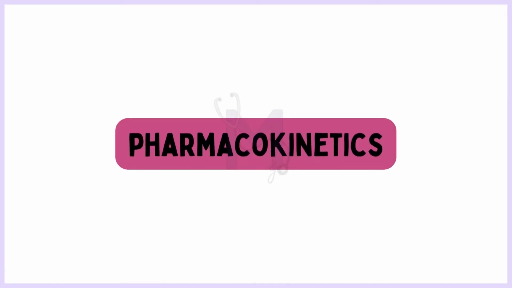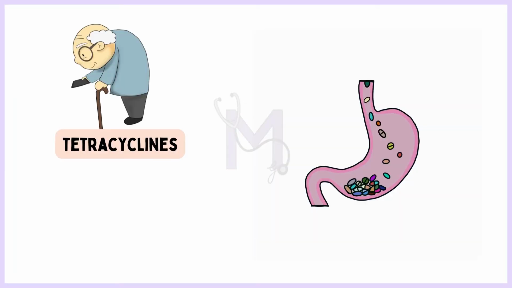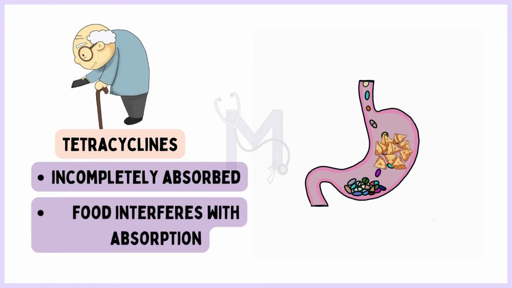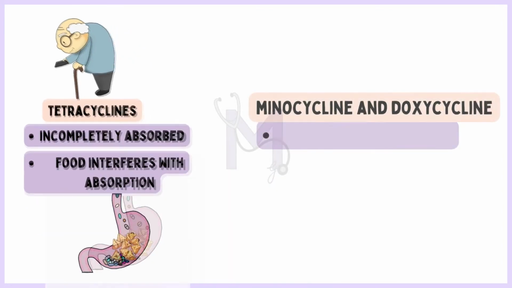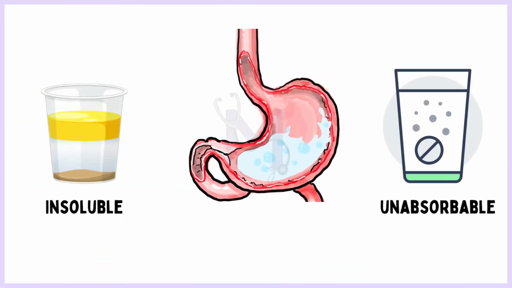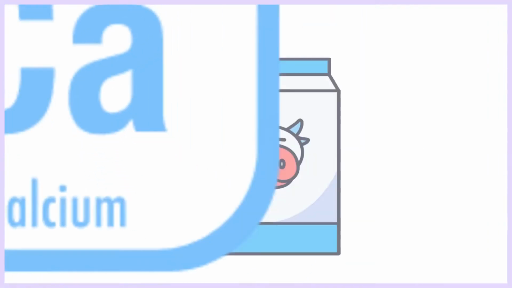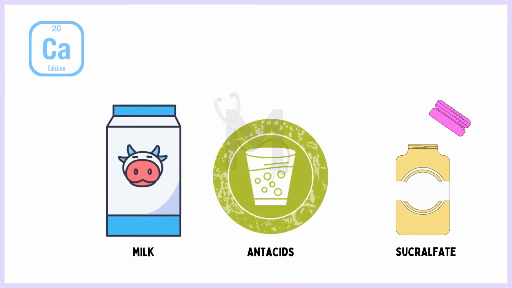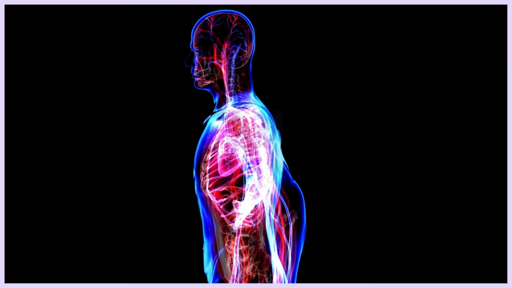Let's now move on to the pharmacokinetics of tetracyclines. The older tetracyclines are incompletely absorbed from the GIT and food interferes with their absorption. On the other hand, doxycycline and minocycline are completely absorbed irrespective of food. Tetracyclines form insoluble and unabsorbable complexes with metals like calcium, so milk, antacids and sucralfate reduce their absorption.